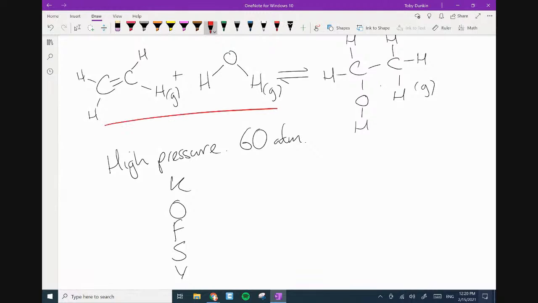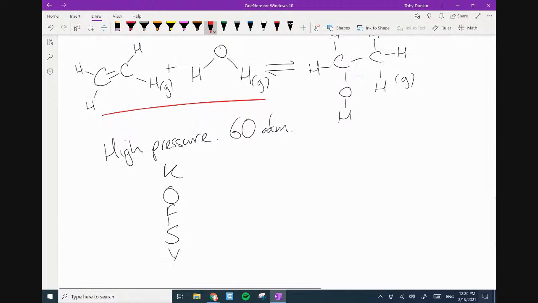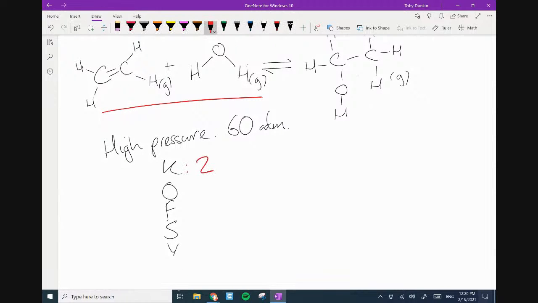Well done. How many moles of gas on this side? Sorry, Alison. Well done. We have 2 moles of gas on the left, 1 in there, 1 in there, and 1 on the right.